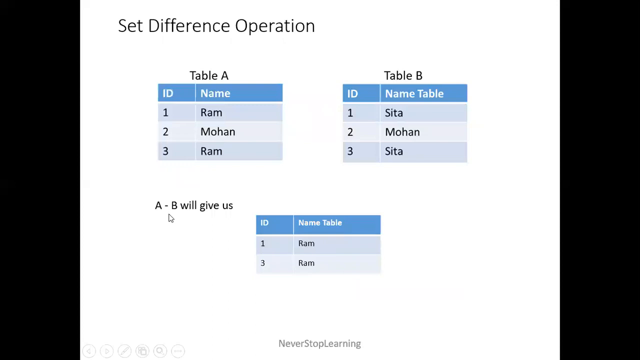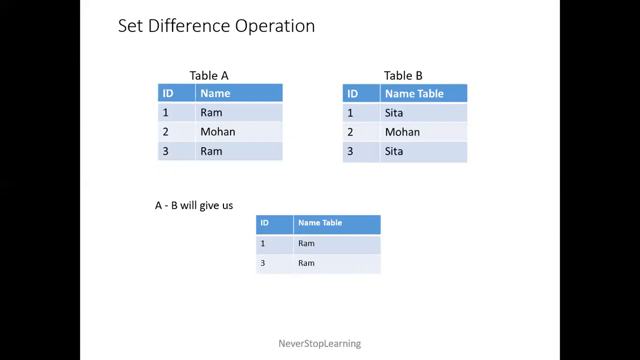So here, if I have to find the set difference, that means if I have to do A minus B, we will find the rows which are present in relation A but not present in relation B. That's what we want. If I'm doing A set difference B, that means I want to find those rows which are present in relation A but not present in relation B.